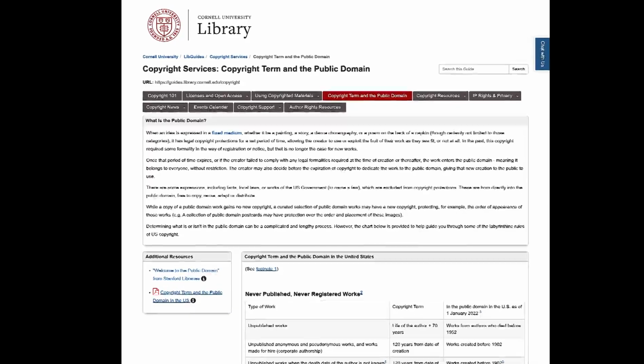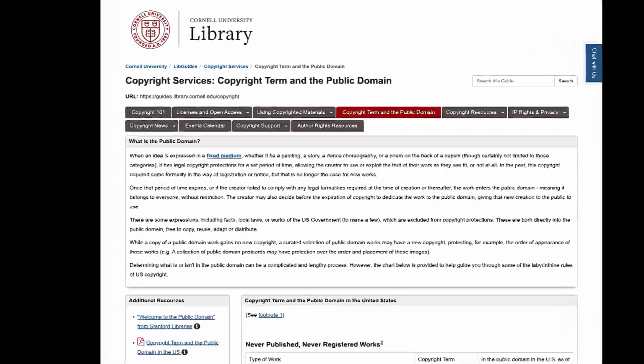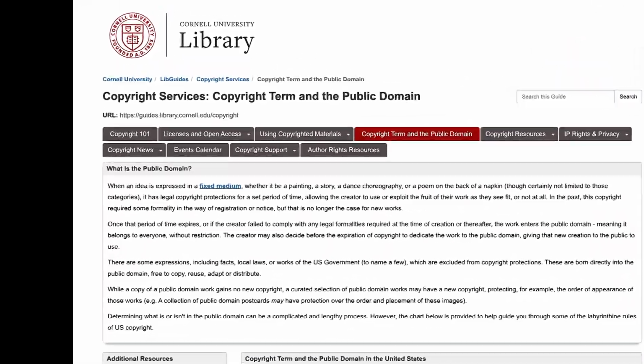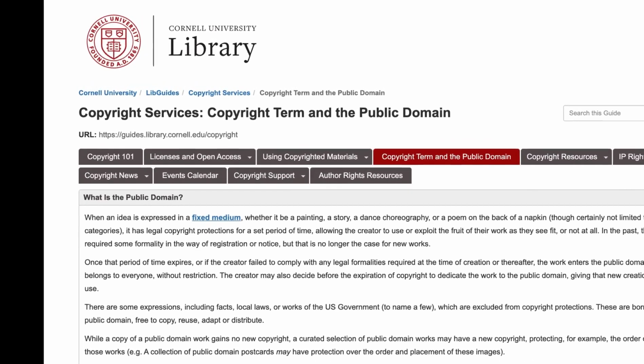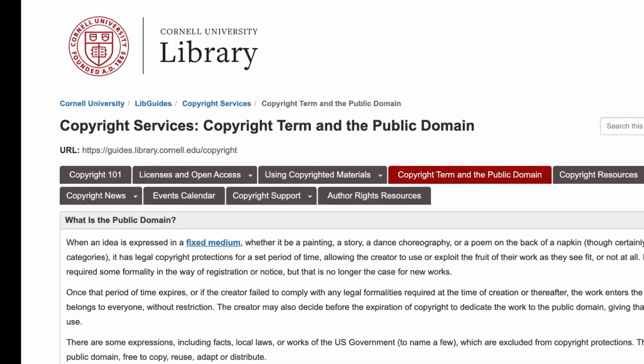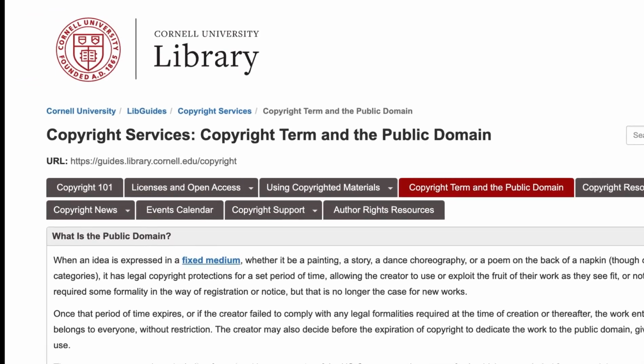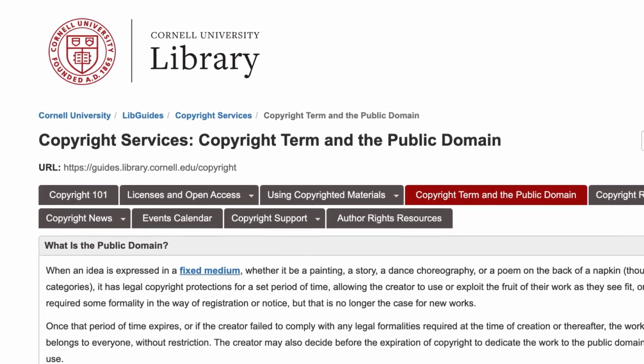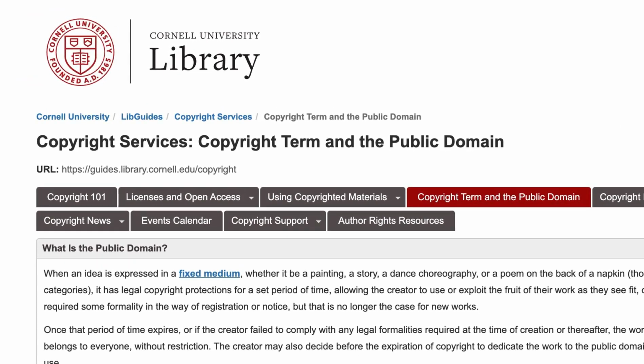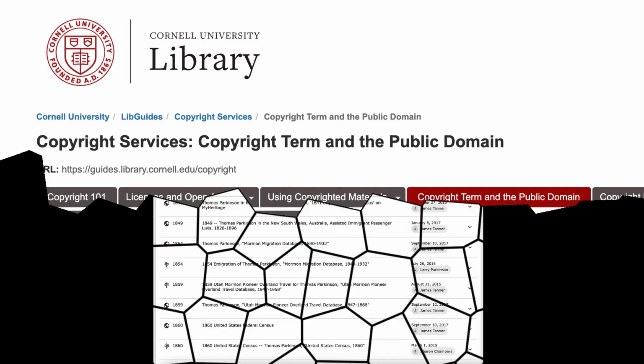Many other records and publications are not covered by any copyright law in the United States, but the details of the expiration of the copyright is subject to a complex list of dates and situations. A basic summary of the law is available from the Cornell University Library in a publication entitled Copyright Services, Copyright Term, and the Public Domain.